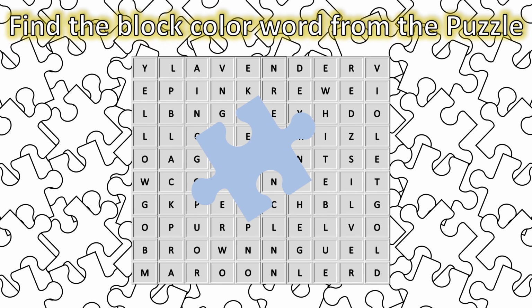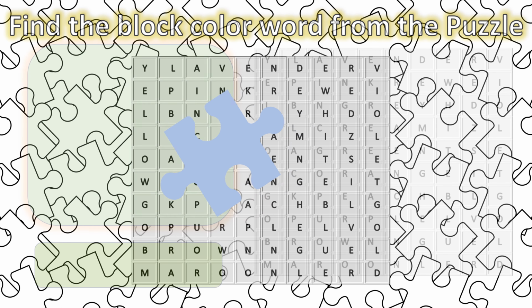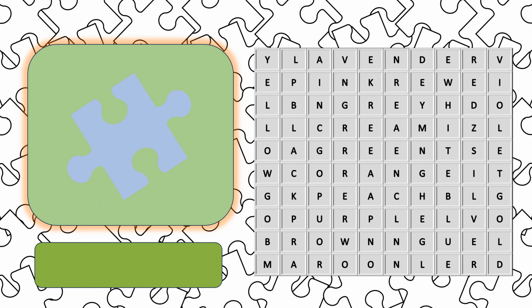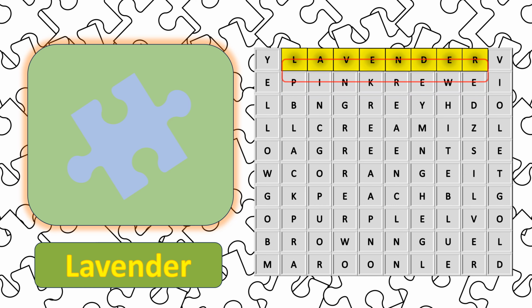Find the black color word name from the puzzle in 10 seconds. 10, 9, 8, 7, 6, 5, 4, 3, 2, 1. Time up. L, A, V, E, N, D, E, R, lavender.